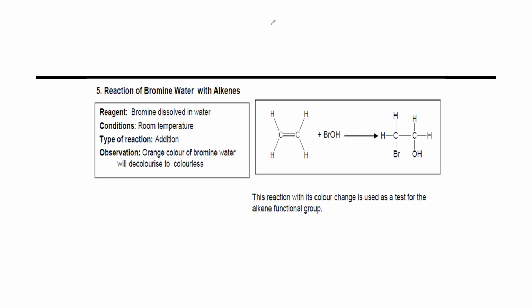Here we have two possibilities. We can add bromine water or aqueous bromine, which is orange in color, and it will decolorize. We can also add bromine in a liquid state, which will turn from red brown to colorless.